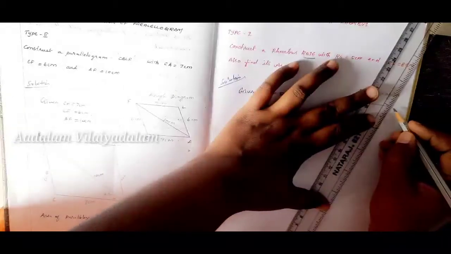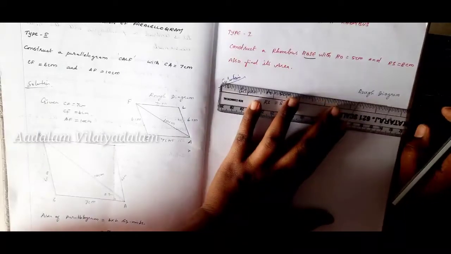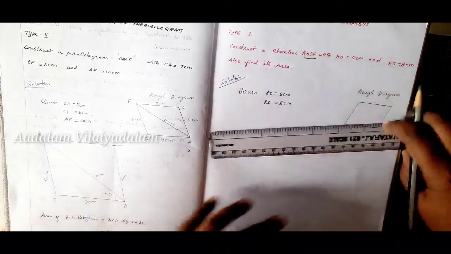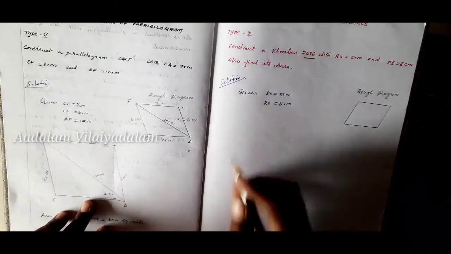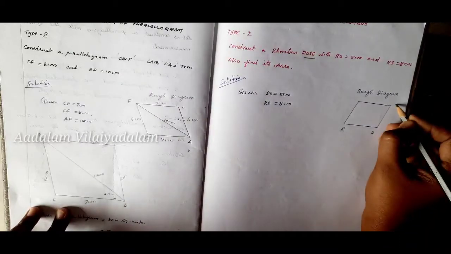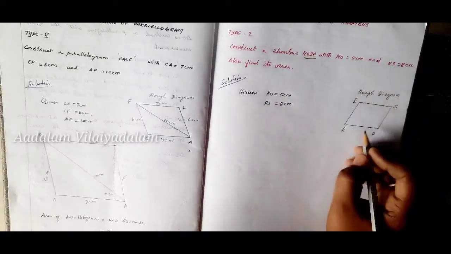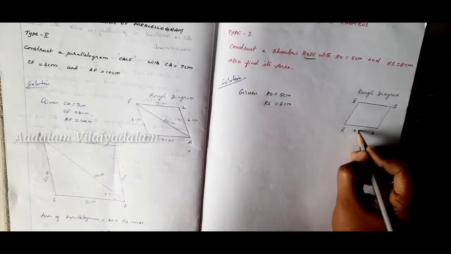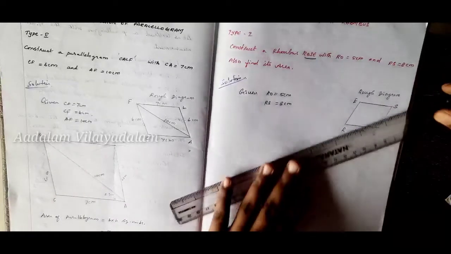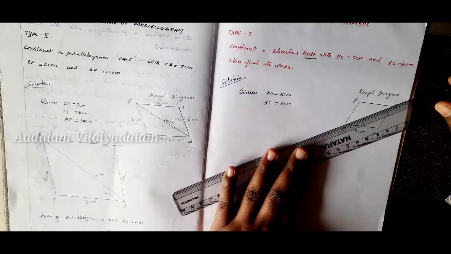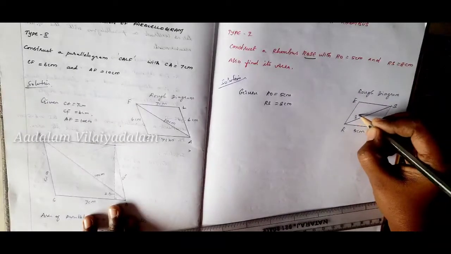A rhombus is a kind of quadrilateral which has 4 sides and 4 angles, also 2 diagonals. Now let us name this rhombus ROSE. Now let us mark out the given measurements. RO equal to 5 cm and RS equal to 8 cm. So therefore draw the diagonal RS. So RS is 8 cm.